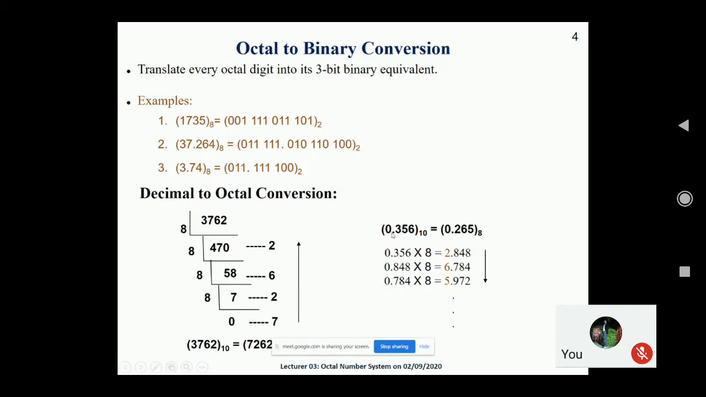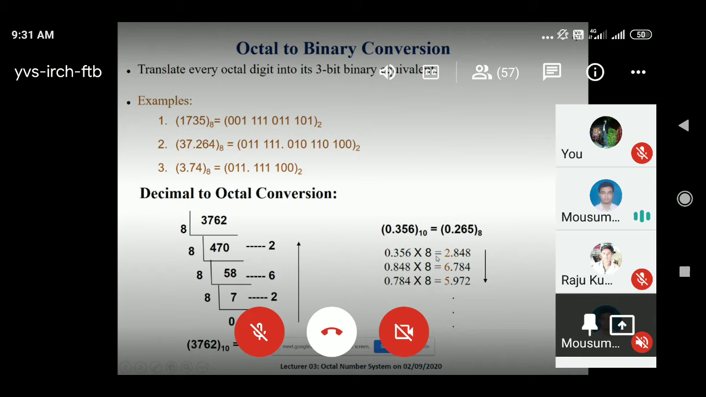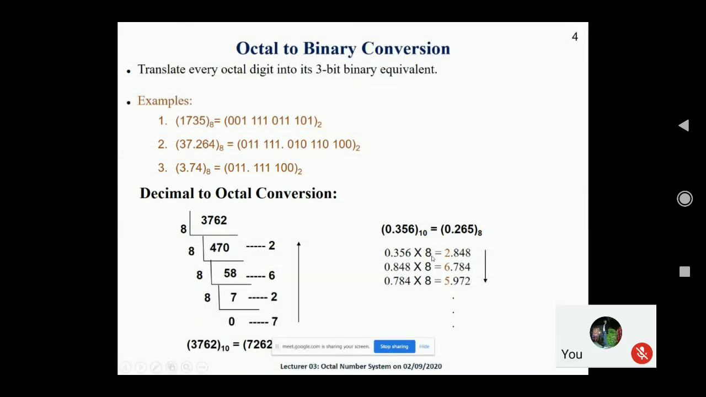For the fractional part, when converting decimal to octal, the same rules are used, but instead of multiplying by 2, we multiply by 8. We consider the fractional part 0.848 and multiply it by 8, and it comes to 6.784. Again we multiply the fractional part by 8. This way it goes on until the same number is repeating. When a particular number repeats, we can stop there.